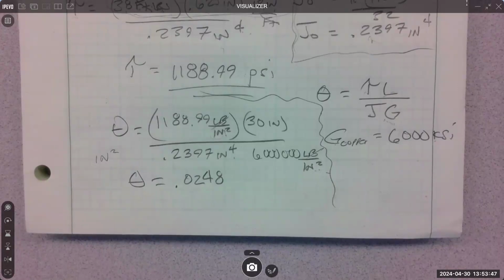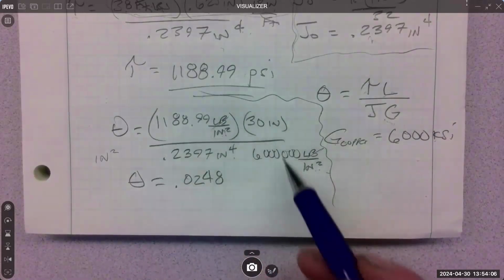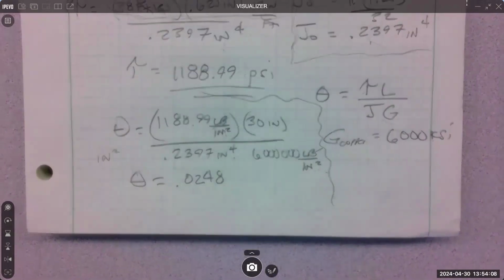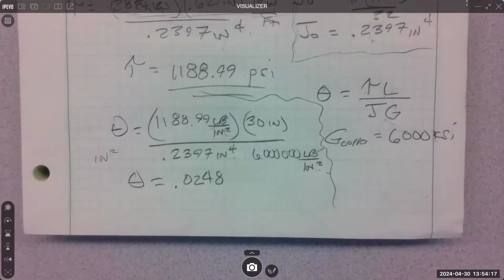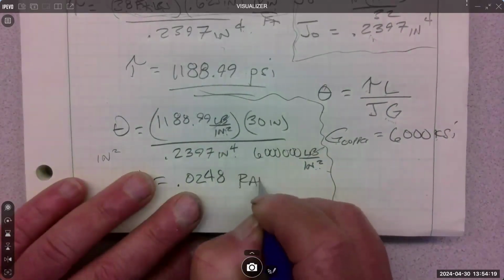Degrees. Well, we would hope, but we don't have degrees in the equation. So what happens to all these units? They cancel. They're all gone. Everything cancels. So the equation is going to boil down to a unitless number, and any unitless angle is, anyone know? Radians. Yeah, exactly. Radians.